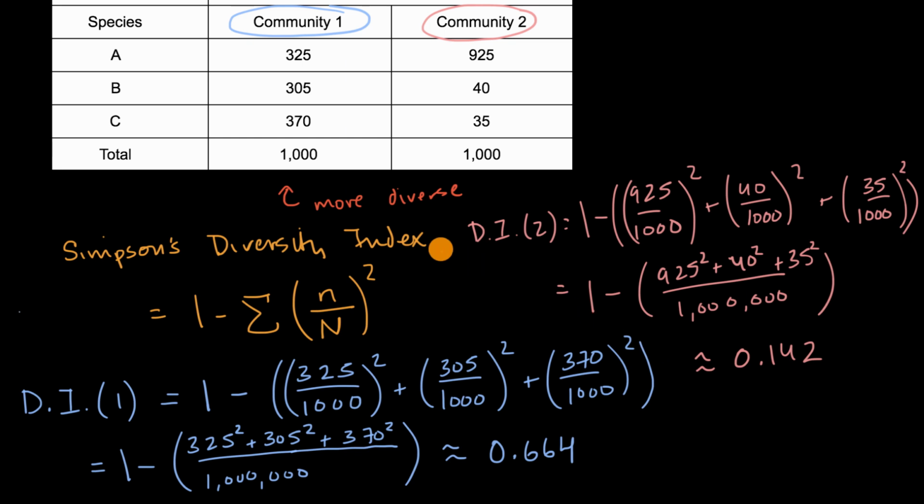0.142. And so we see very clearly when we use Simpson's diversity index that, consistent with our intuition, community 2 has a lower diversity index than community 1. And it's consistent with our intuition that it is less diverse. And I encourage you after this video, think about why that makes mathematical sense.